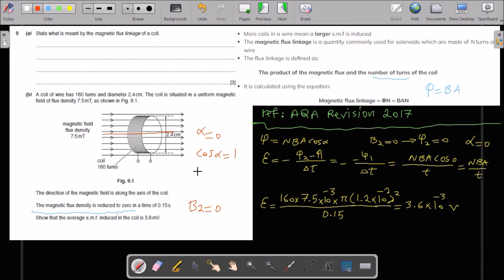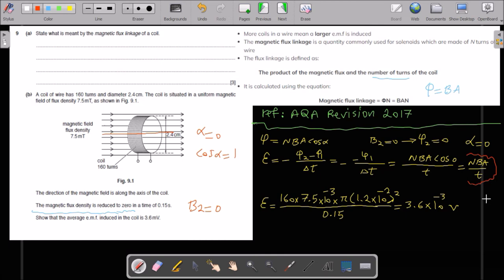Now, EMF is equal to the rate of change of magnetic flux linkage. So EMF is equal to negative phi 2 minus phi 1 divided by delta t. Phi 2 is 0 because B2 is 0, that's fine. Phi 1 divided by t. What is phi 1? NBA cosine 0. Cosine 0 is 1. So NBA divided by t. So electromotive force is equal to NBA divided by t.